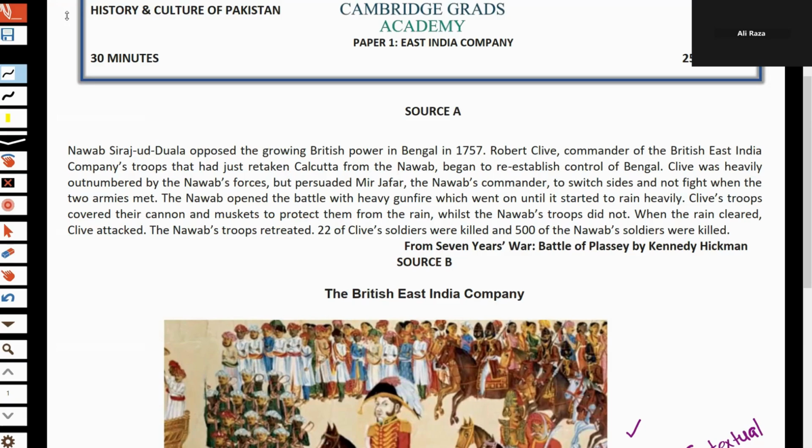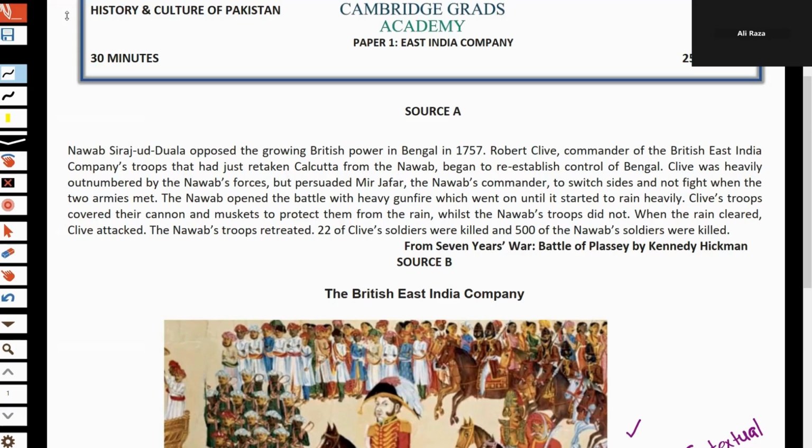Okay. Then Aisha, maybe the student with the name of Aisha. Okay, fine. We'll move to Abdullah. Abdullah, can you now point from the source A? Any other reason? सर वो नवाब के 22 सोल्जर सिर्फ रॉबर्ट क्लाइव से मरे थे और नवाब के 500 सोल्जर्स मर गए थे, जिसकी वजह से वो बहुत कम हो गया था, रेशियो बहुत कम हो गई थी नवाब सोल्जर्स की। Exactly, exactly.